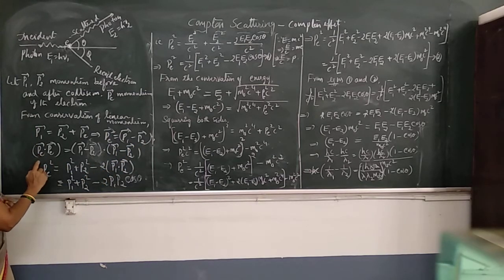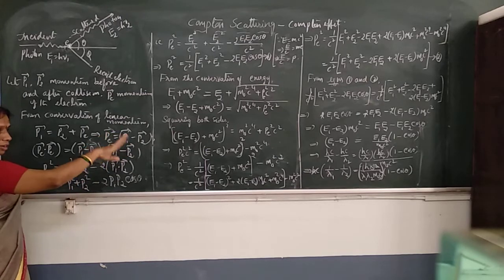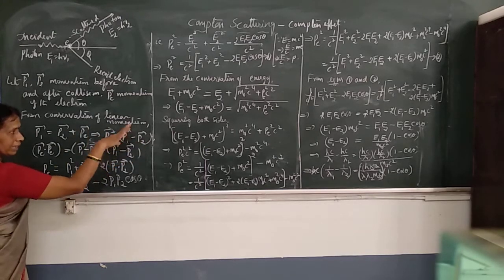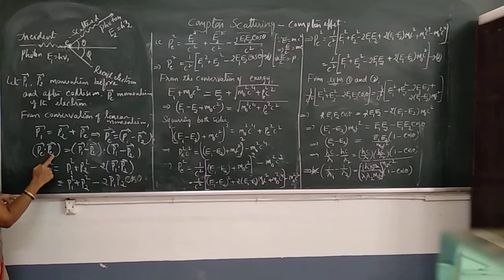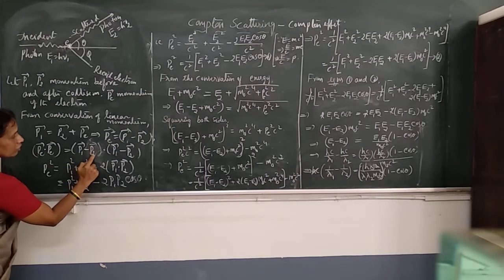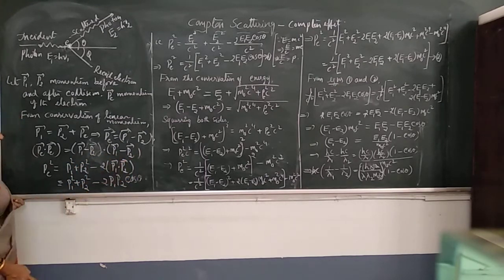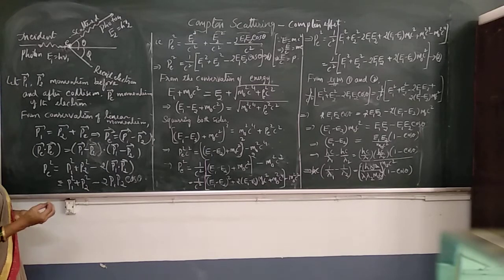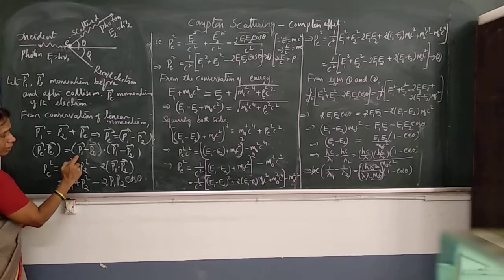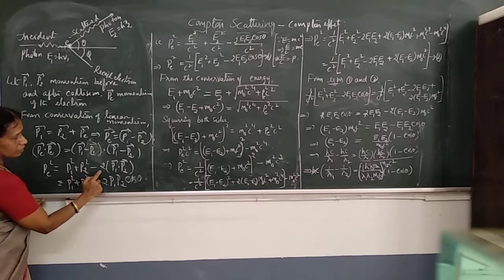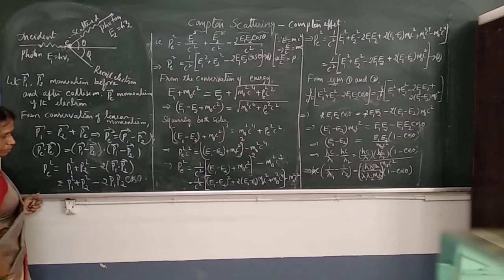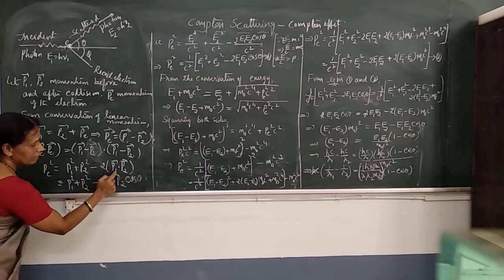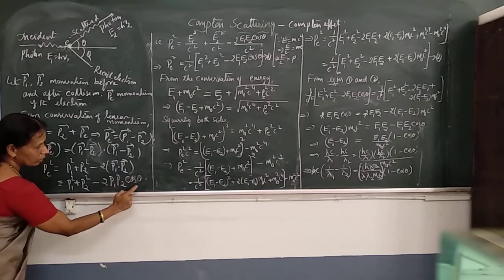Now, the dot product of this expression with itself is taken. Pe vector dot Pe vector on the right hand side is P1 minus P2 dot P1 minus P2. We know that the dot product of two vectors is the product of the magnitudes and the cosine of the angle between the two. So we get Pe square, and on the right hand side P1 square plus P2 square minus 2 P1 vector dot P2 vector. And this 2 P1 vector dot P2 vector is 2 P1 P2 cos theta.